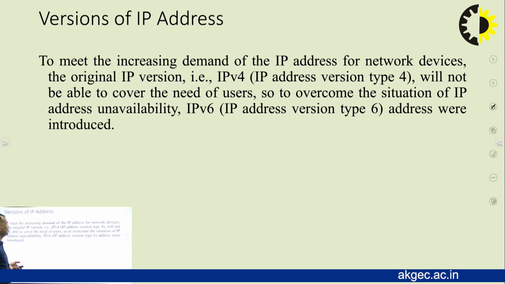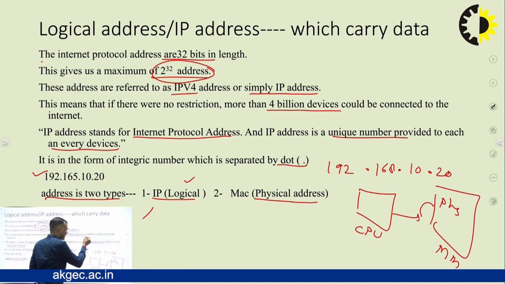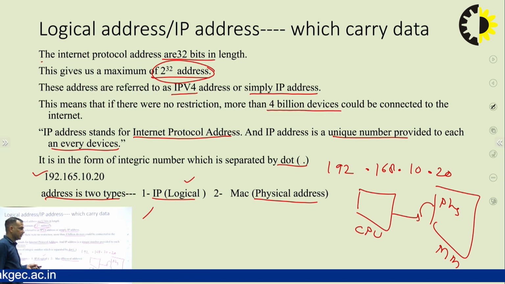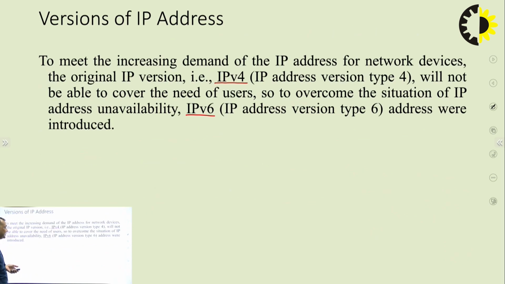Next, what is the version? We are using two types of versions. One is IP version 4 and the second is IP version 6. When we use IP version 4, 4 billion devices can be connected. But nowadays every person has a mobile phone, and every system is in networking connections. So a single person uses multiple IP addresses. When this increases, we use IP version 6.